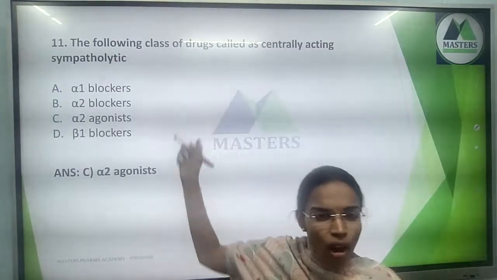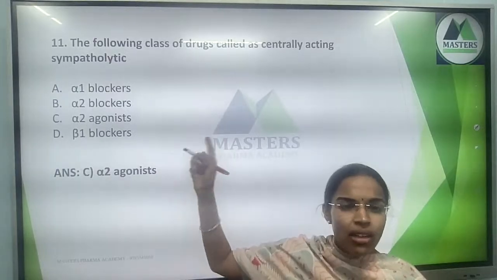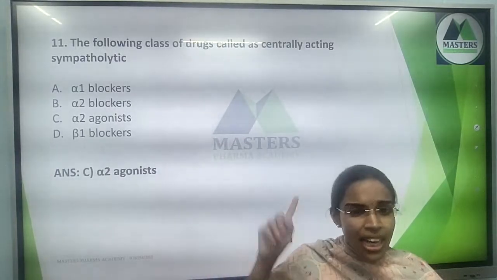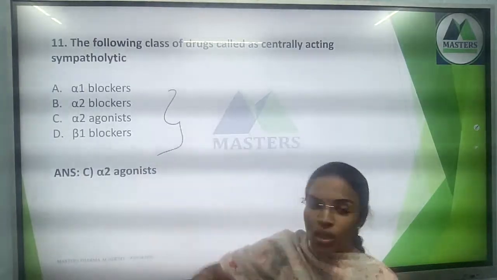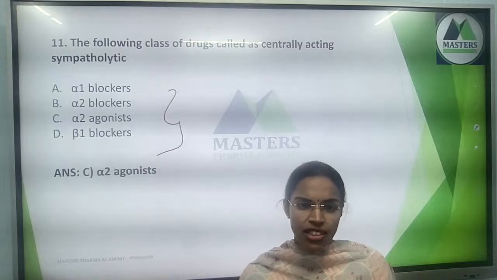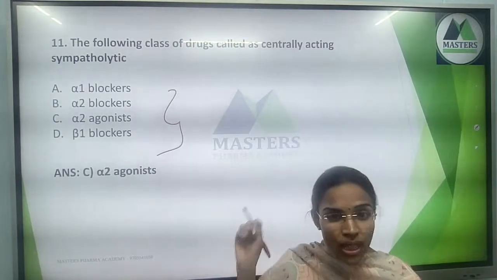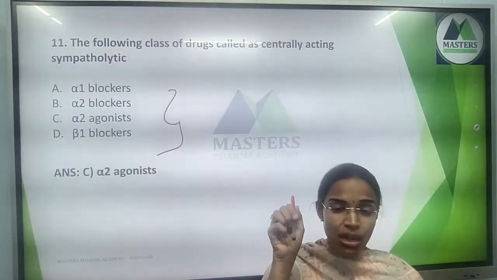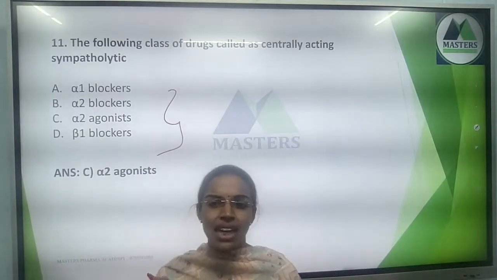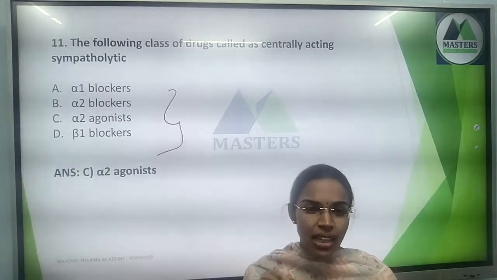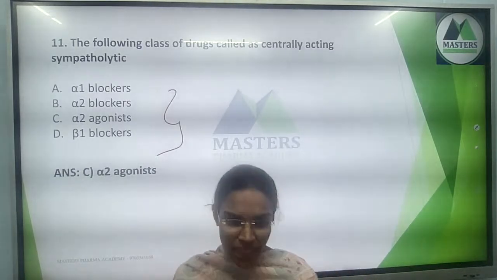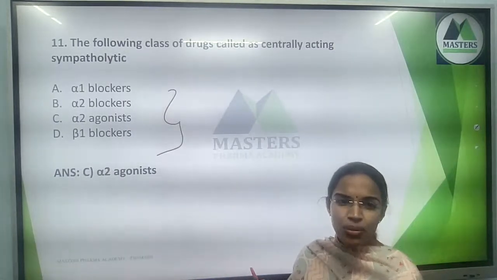So here, all the drugs, alpha 1 blockers, alpha 2 blockers, alpha 2 agonists, beta 1 blockers, everything, all these belong to sympatholytic agents. But only one of these is centrally acting. Our question is about centrally acting sympatholytics, and only one is centrally acting, that is alpha 2 agonist. The example is clonidine. Very good.